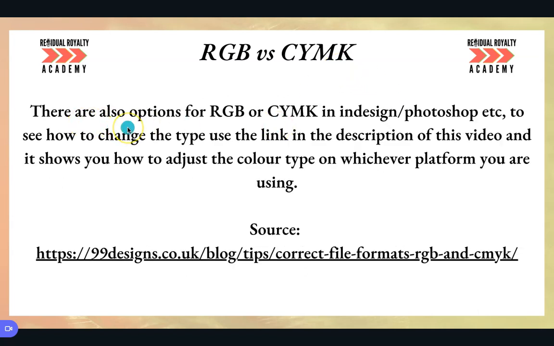Like I said earlier, there's also options for RGB or CMYK in InDesign and Photoshop and all these other things. And I will leave this link in the description because this shows you how to adjust it on any software that you're using, whether it's InDesign or Photoshop or Adobe Illustrator, whatever you're making your books on. But like I say, I always use Canva. It just keeps things a little bit easier. And I've always had really good results from using Canva anyway.